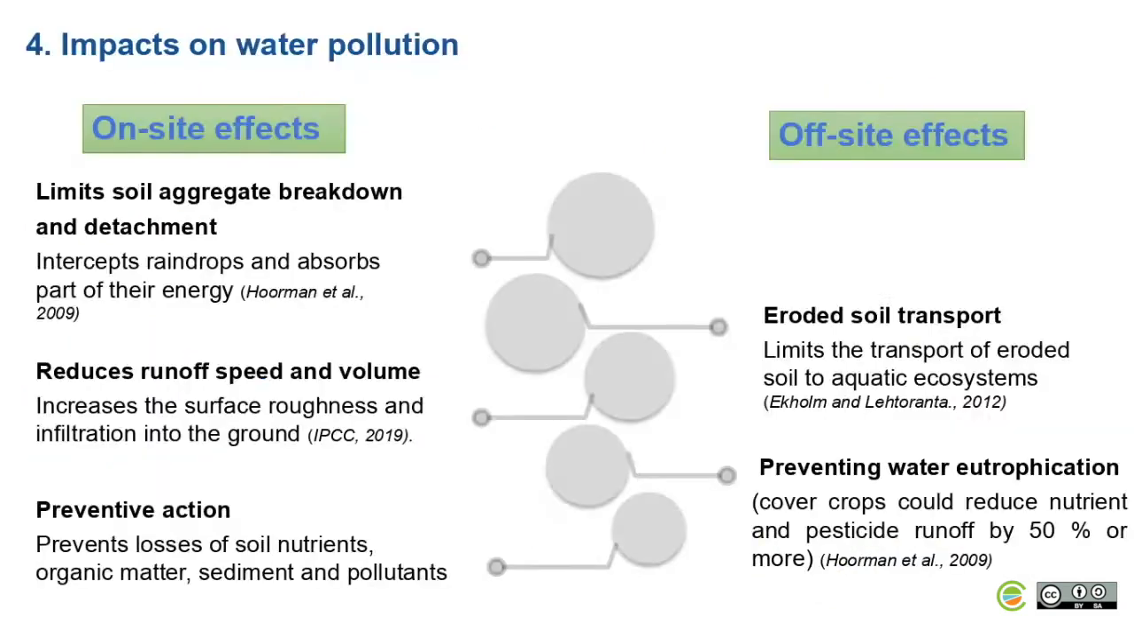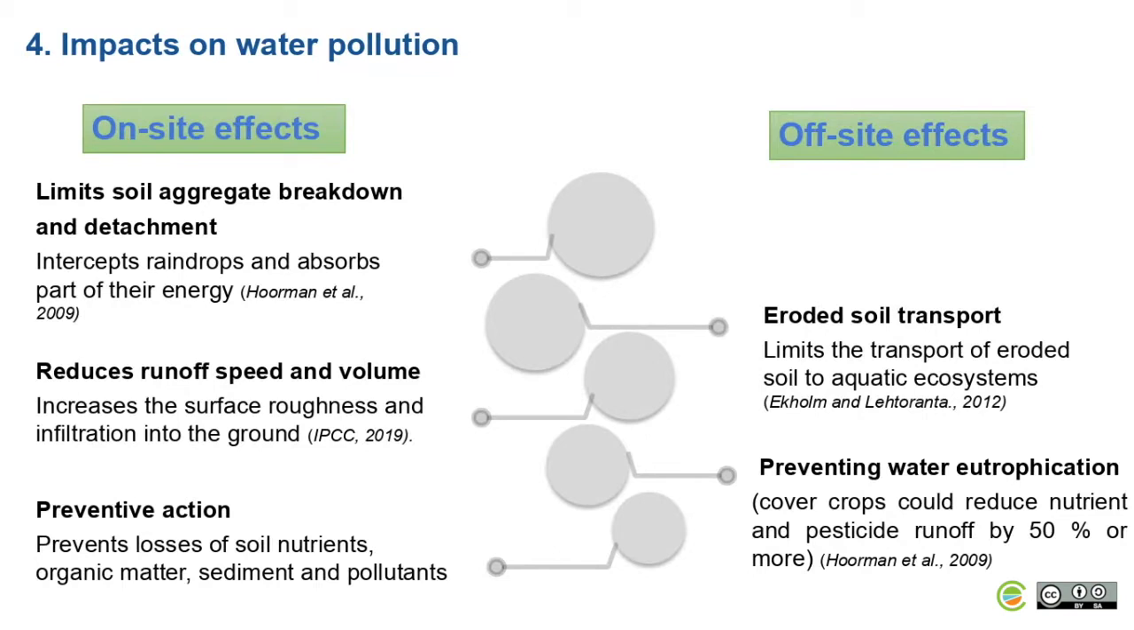For the impact on water pollution, we have two kinds of effects, the on-site ones and the off-site ones. For the on-site effects, plant cover can limit soil aggregate breakdown and detachment. Also, it can reduce runoff speed and volume. It has a preventive action because it prevents losses of soil nutrients, organic matter, sediment, and pollutants.